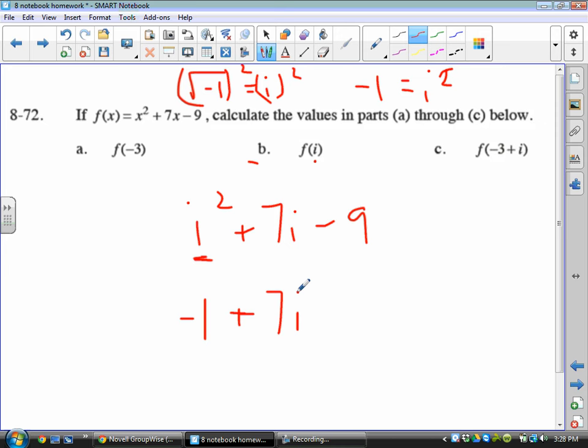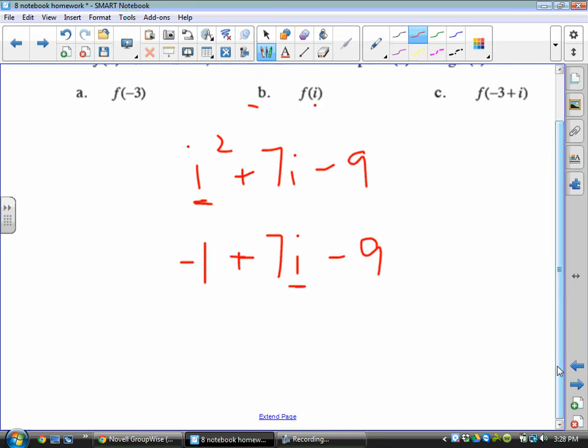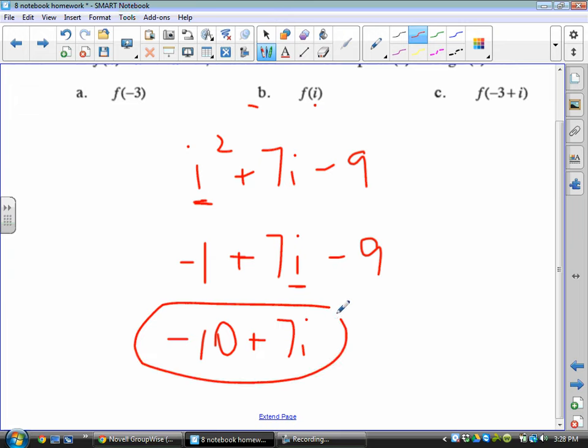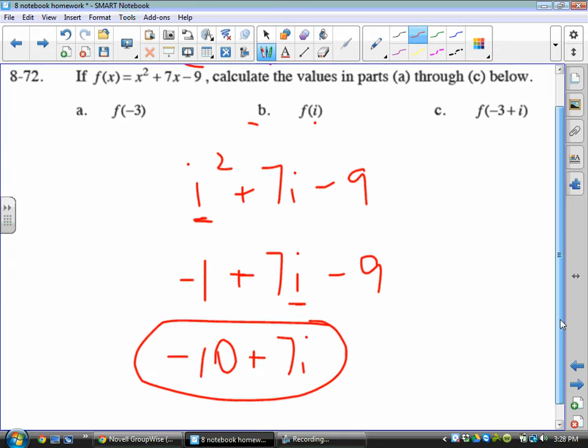If it's an even power of i, then we can most likely rewrite it in a simpler form. With an odd number, we're going to end up having an i still in our answer. So that's just something to think about. So now I'm going to combine my like terms. -10 plus 7i. And that's as much as we get. So that means I have an imaginary solution.